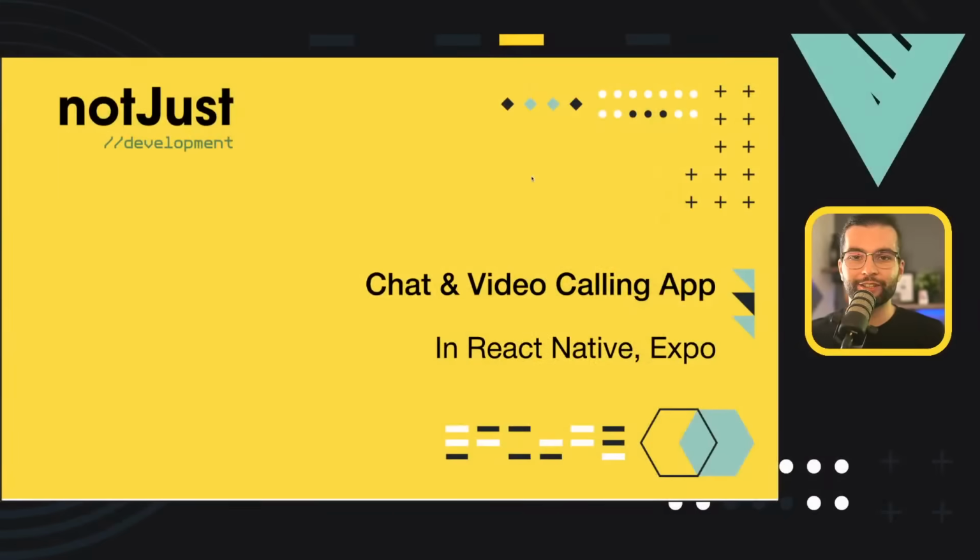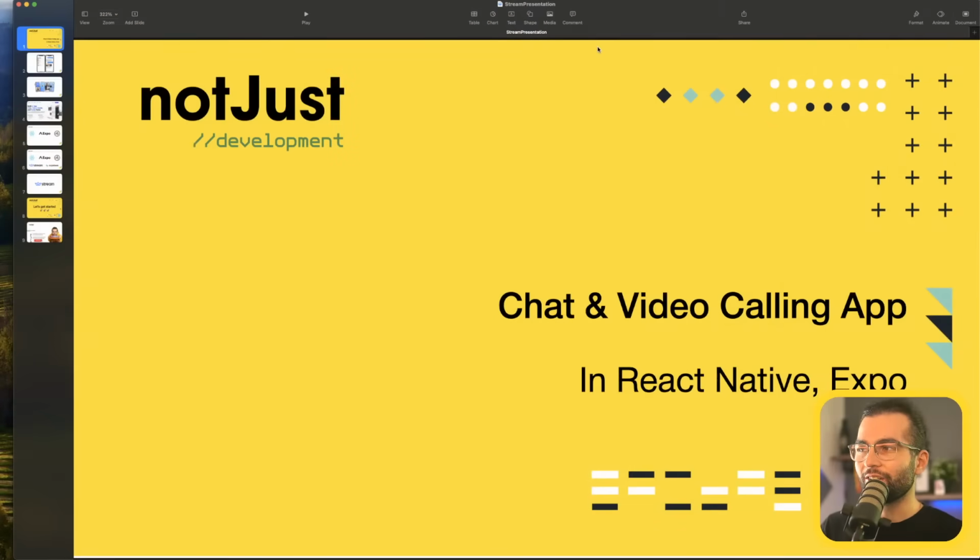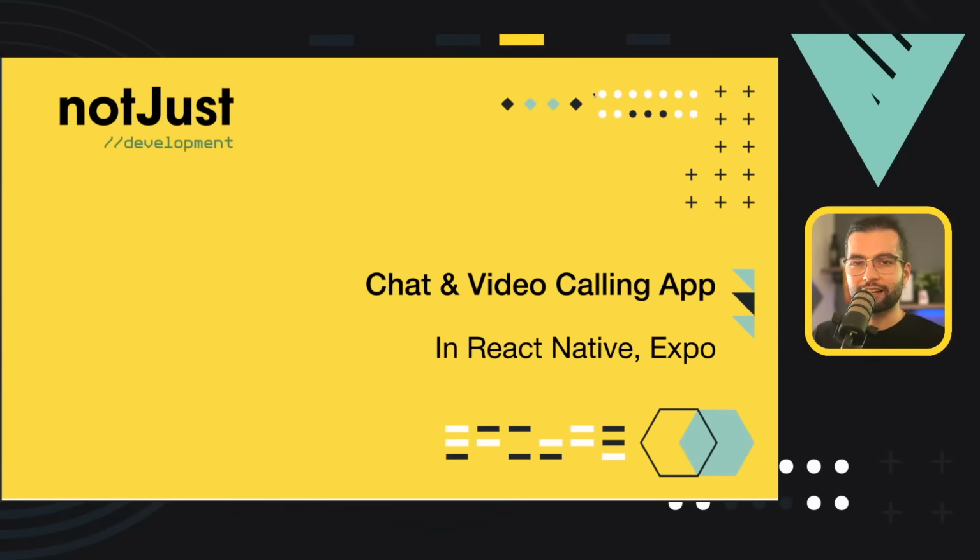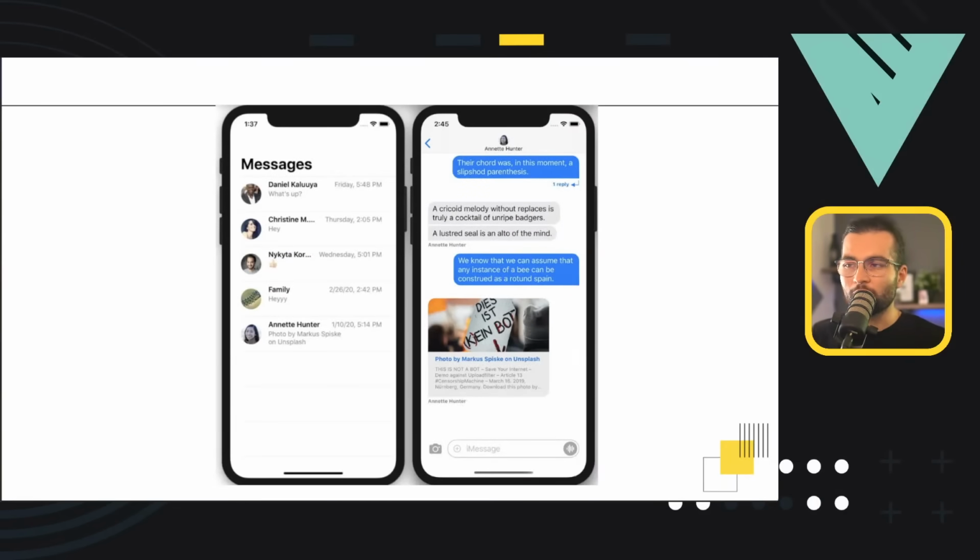Today I have prepared a huge project for you. Today we're gonna build a full-fledged chatting and video calling application in React Native and Expo. The application is similar to Telegram, WhatsApp, or any other messaging application that has features to chat with different users and to do audio and video calls. So in fact, this is two applications in one.